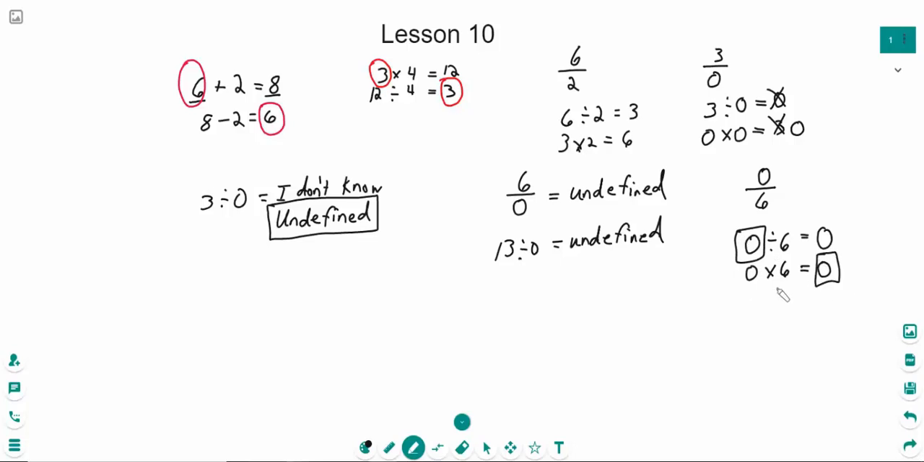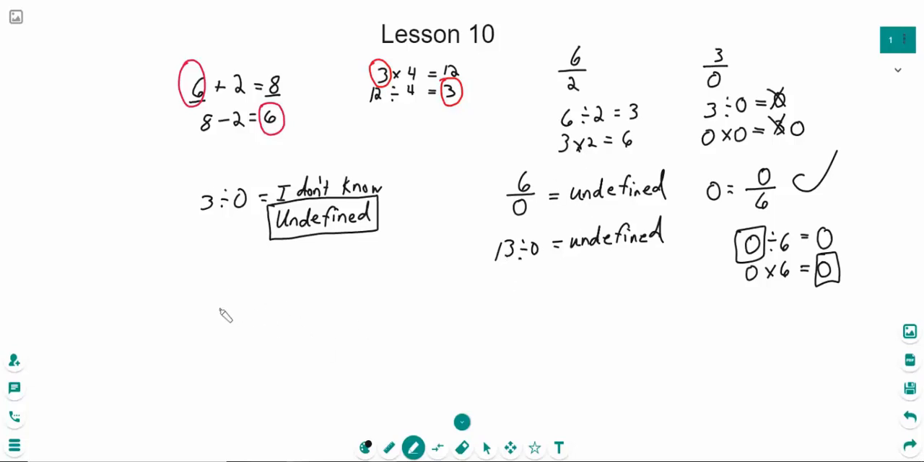We got to where we started. We undid or reversed the operation and got back to where we began. So in this case, yes, this does make sense. 0 divided by 6 is in fact equal to 0. Okay, that makes sense. So if the 0 is in the numerator, it's fine. The answer is 0. If the 0 is in the denominator, the answer is undefined. We do not know. Okay?